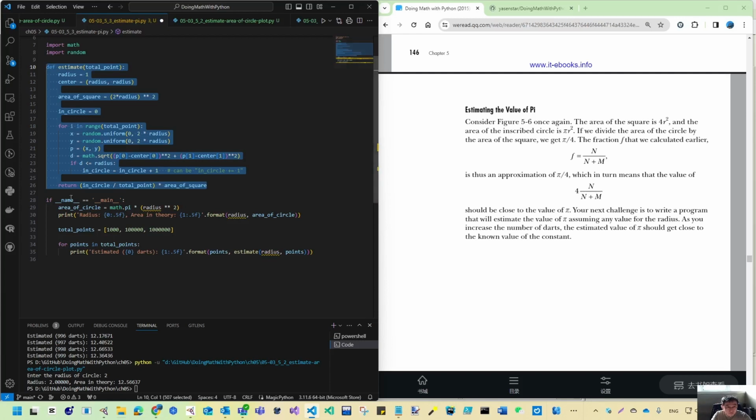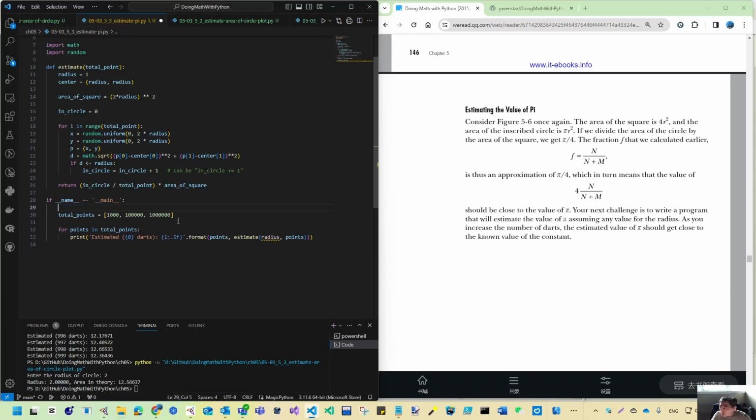So then for the points here, we don't need to print the radius or the area. So that is no need. We do here the total points we decide, and then this known value. So what we print is, let's see, the estimate and the known value. So the known pi value is math.pi. So that is our known value.